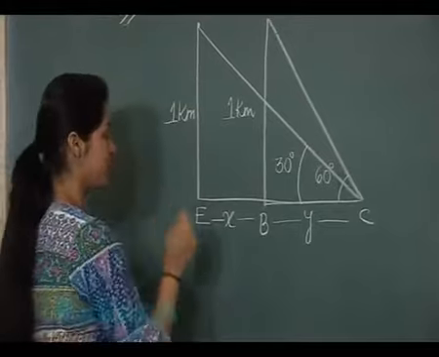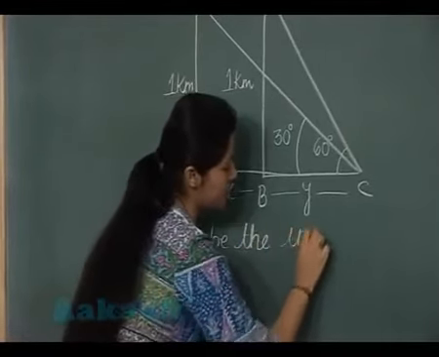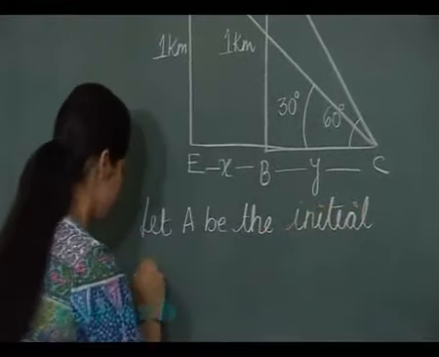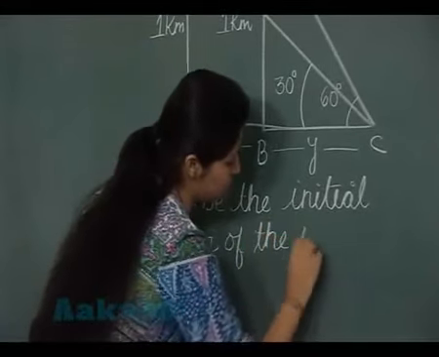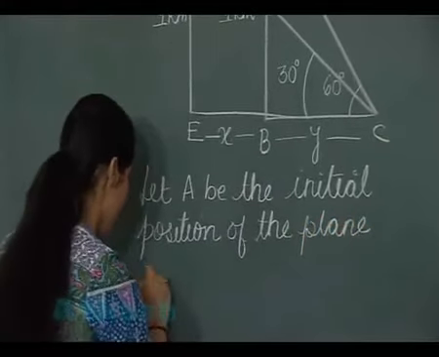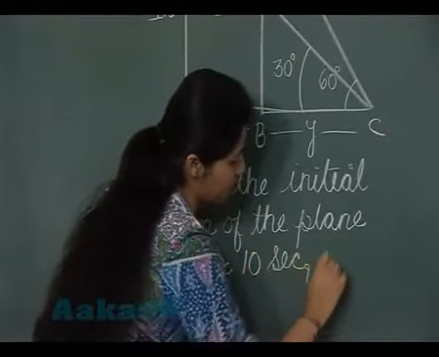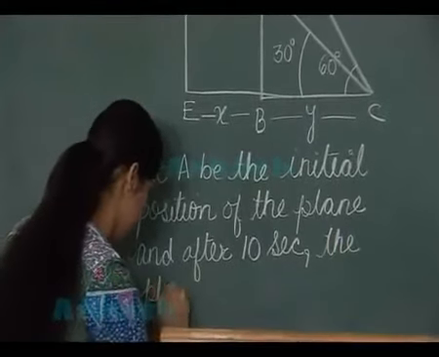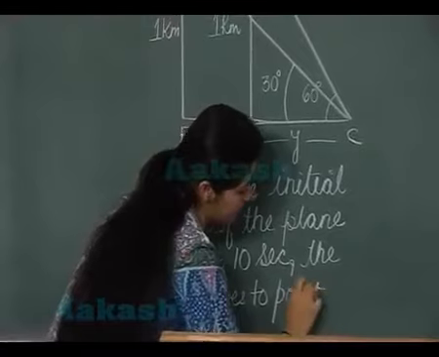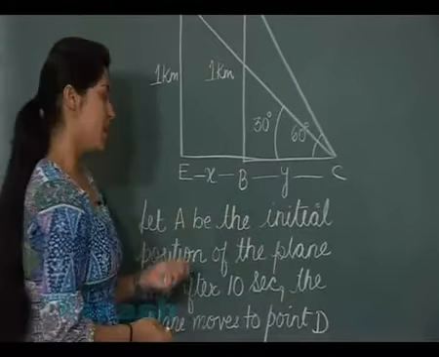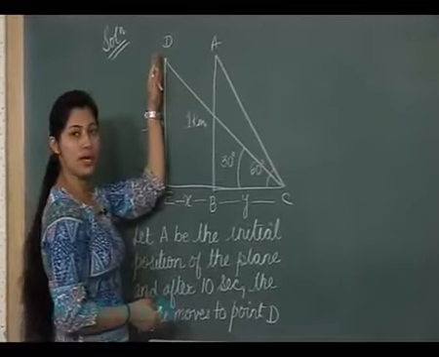Now we'll start with the solution. Let A be the initial position of the plane and after 10 seconds the plane moves to point D. So here we have supposed that let A be the initial position of the plane and after 10 seconds the plane has moved to point D.